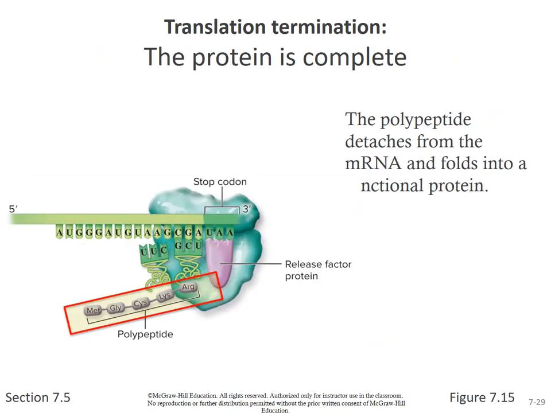At this point, the protein is complete. The polypeptide detaches from the messenger RNA complex and folds into a functional protein. Now, if this were a free-floating ribosome, then yes, this polypeptide, this protein could be finished. Or this amino acid chain could be inserted into the rough ER.